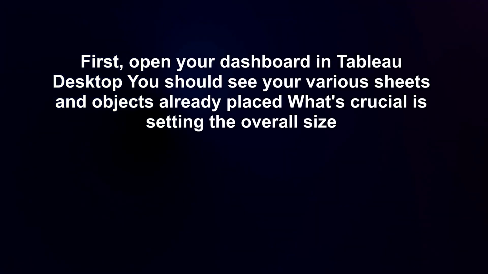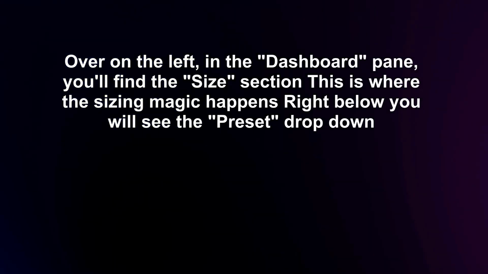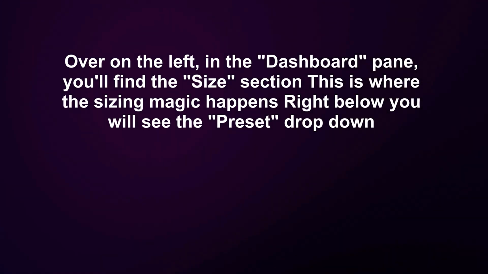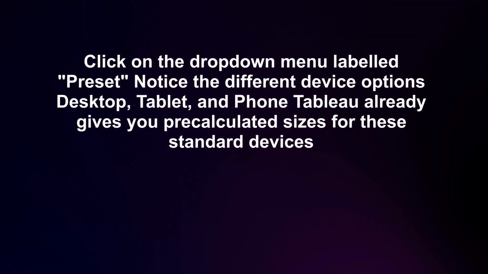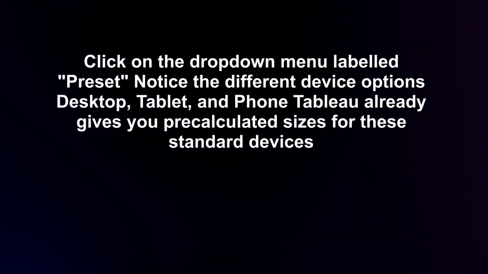What's crucial is setting the overall size. Over on the left, in the dashboard pane, you'll find the size section. This is where the sizing magic happens. Right below you will see the preset drop-down. Click on the drop-down menu labeled preset. Notice the different device options: desktop, tablet, and phone.